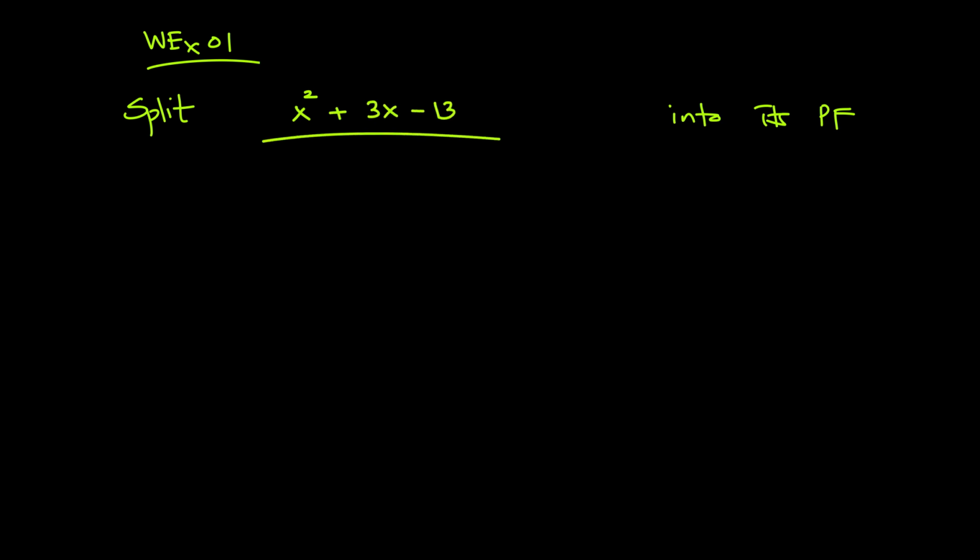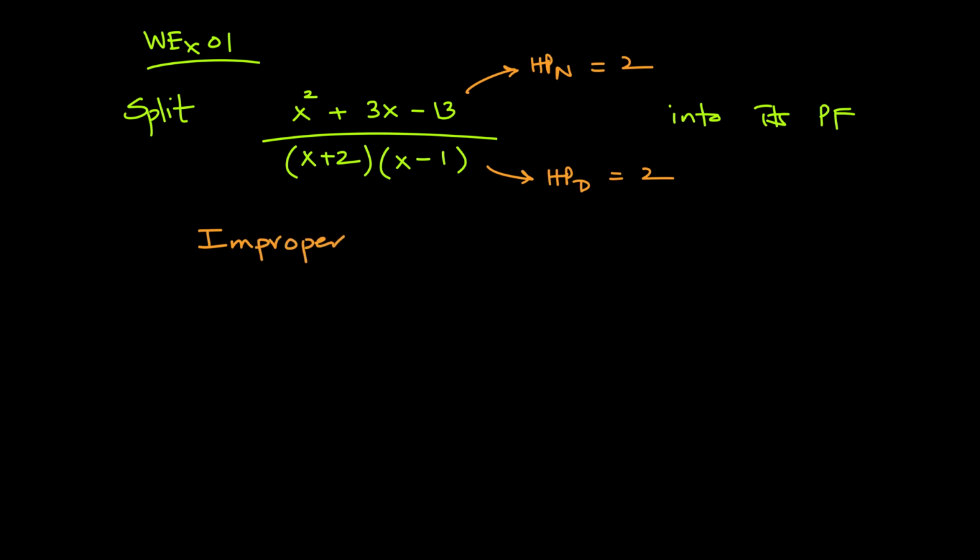The question is, split this fraction into its partial fractions. The numerator is quadratic, x squared plus 3x minus 13, divided by a product of two linear factors, x plus 2 and x minus 1. The highest power of numerator is 2, it's a quadratic expression. The highest power of the denominator after multiplication is also 2. Therefore, first of all, you will write that this is an improper algebraic fraction.